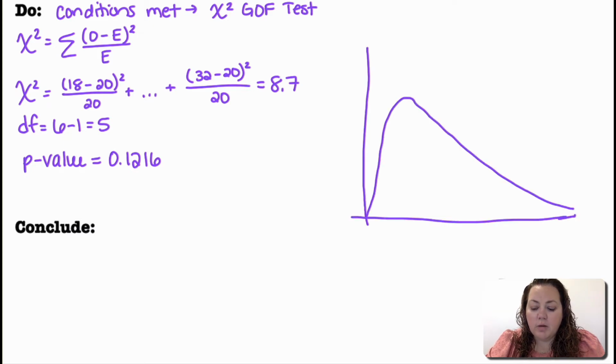All right, my picture, I'm going to draw a right skewed distribution. This is a chi-squared distribution with 5 degrees of freedom. 0 is going to go here. I'm going to go to my chi-squared value, 8.7. I'm shading above, and I had about 12% shaded, so looks good to me.